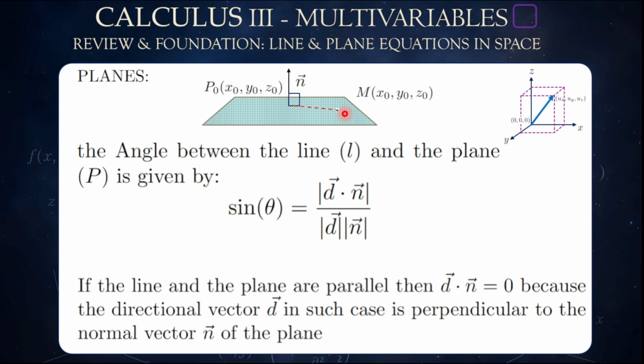The red line, which you can consider as a line on top of the plane, is parallel to the plane, and of course, then it is perpendicular, or normal, to the n vector.